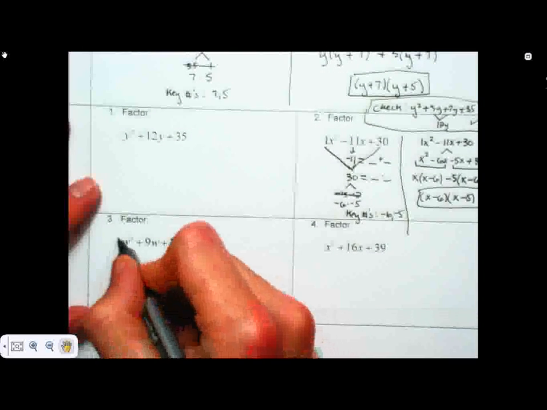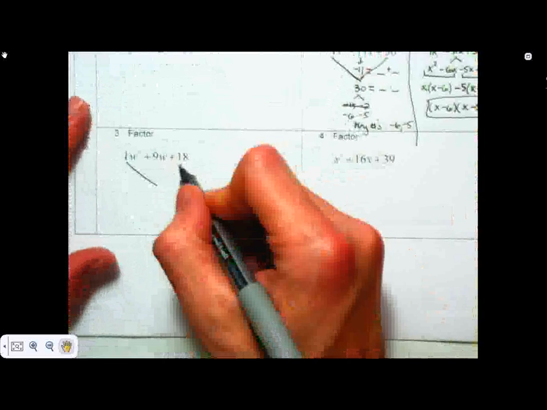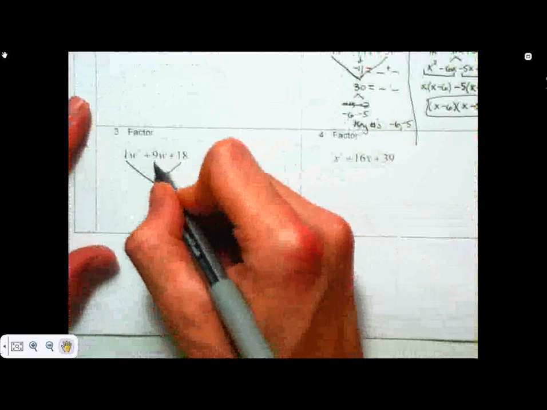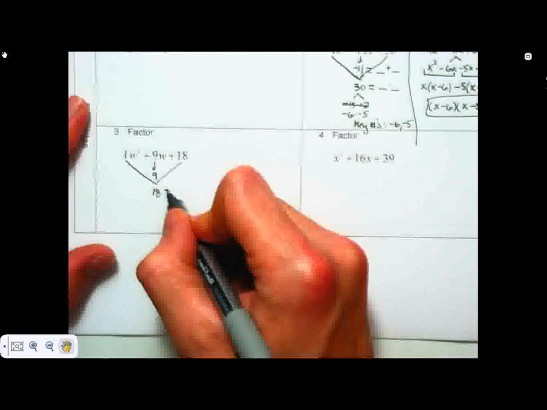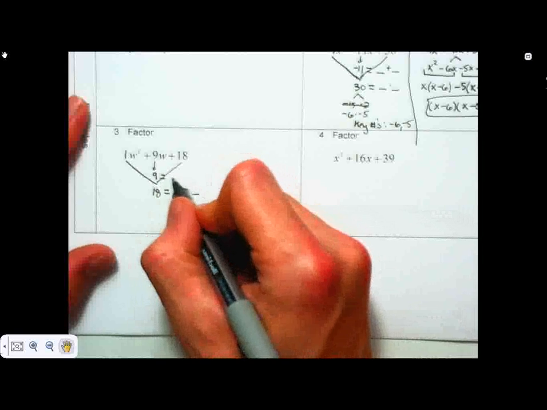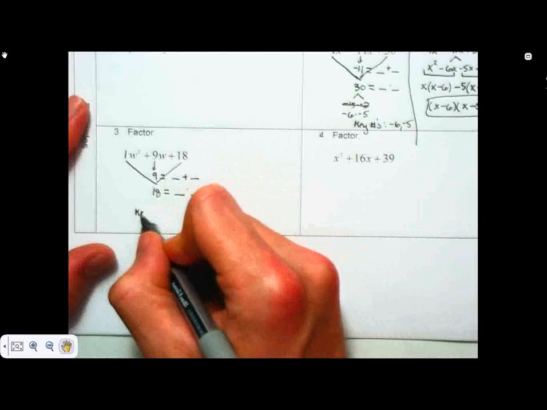So for number 3, again, if we get those key numbers, well, if I multiply 1 times 18, that's 18. And if I drag down the middle one, that's 9. So two numbers that multiply together to be 18, and at the same time they have to add together to be 9. So I think 6 and 3 are going to do it for us.